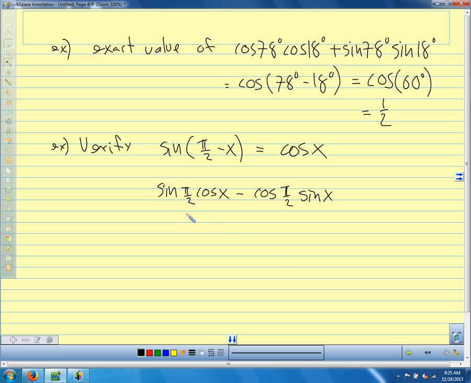Sine of pi over 2 is 1, so I'm just left with 1 times the cosine of x. Cosine of pi over 2 is 0, and all I'm left with is cosine x. So now we're able to verify our cofunction identities using our sum and difference formulas. That's kind of nice. So if you can't remember this, and you can remember your sine difference formula, you can verify that identity.